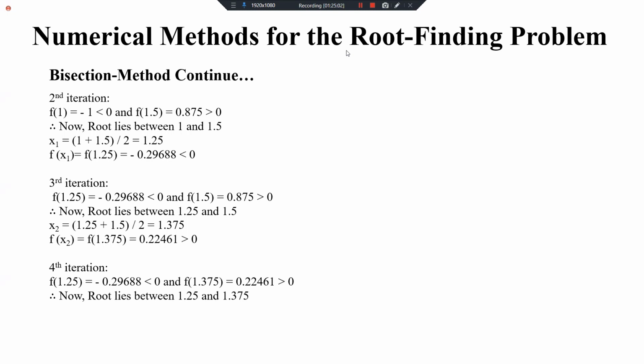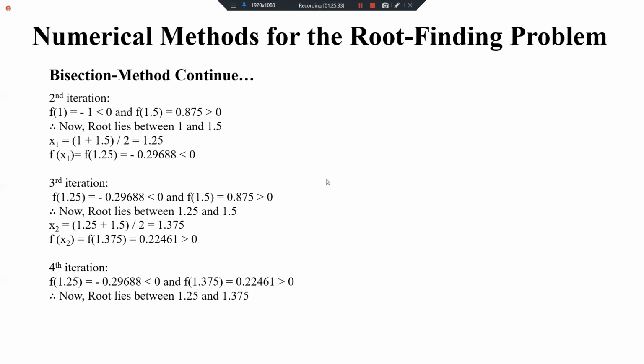Have you got these answers? Anyone? Can you put some message in the chat box if you have found these values? Okay, good. In the fourth iteration, root lies between 1.25 and 1.375.